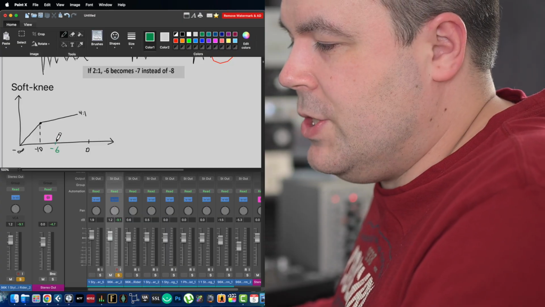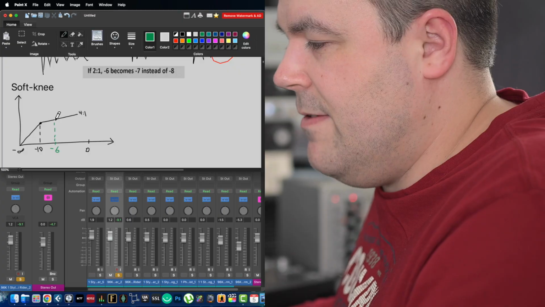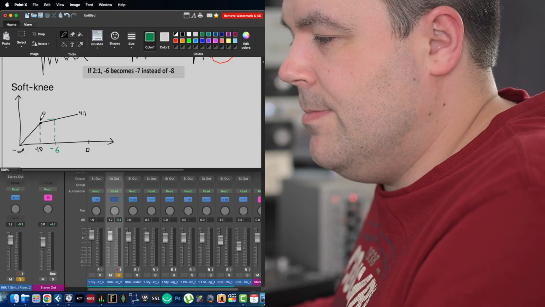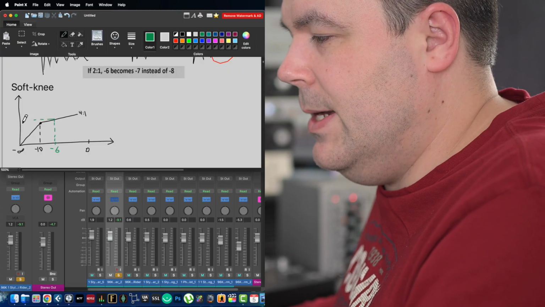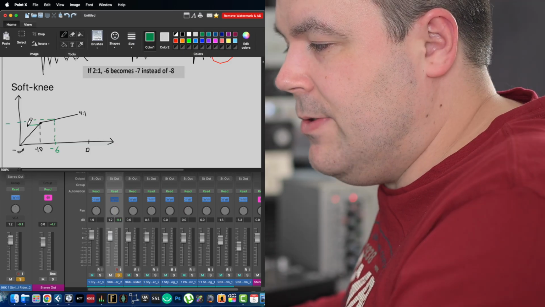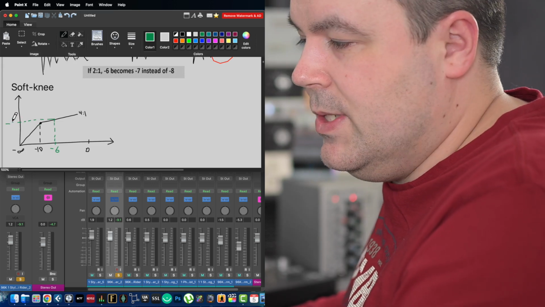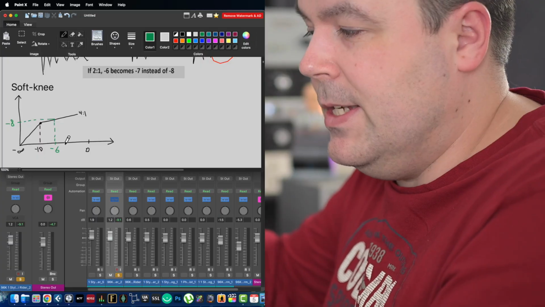In hard knee compression, it's supposed to throw its projection to the graph, to the output axis, to the vertical axis, and obviously get less level. The threshold is still minus 10, so it's above the threshold, but not as much as minus 6. So it seems like less, minus 8. Not minus 6 anymore, but minus 8.